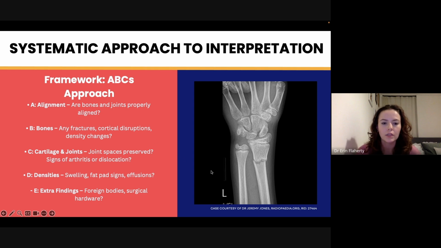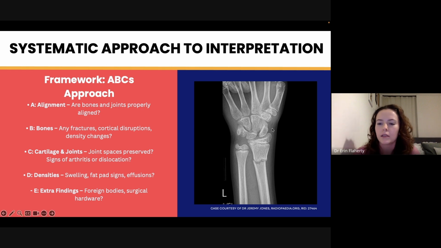C, cartilage and joints. So we want to have a look at our joint spacings. If we have a look at the metacarpals, everything looks pretty well aligned. However, when we get to our ulnar region, we can see there's a little bit of a step here, which if we went back to some of our other x-rays, we probably wouldn't see as well. So we can see that there's a little bit of joint disruption here in terms of the height of that ulnar versus the radius, but we can't see any signs of arthritis at all.